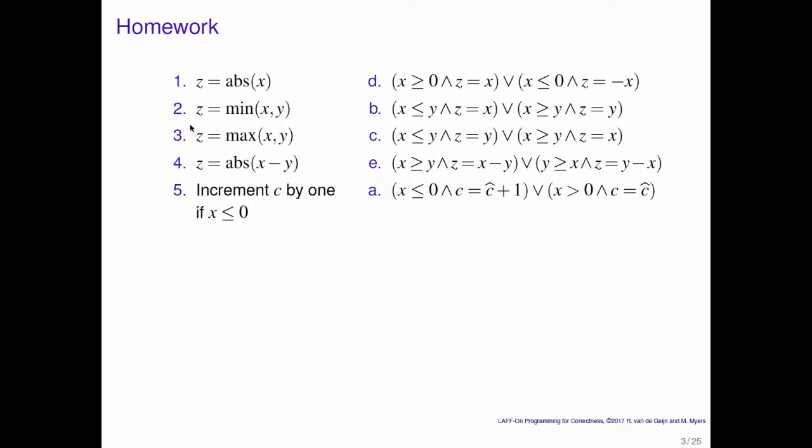Okay, so hopefully you figured it out. Hopefully you figured out that z equals the absolute value of x can be specified as x is greater than 0 and z is equal to x, or x is less than or equal to 0 and z is equal to minus x. Now what's important here is that you recognize the pattern.